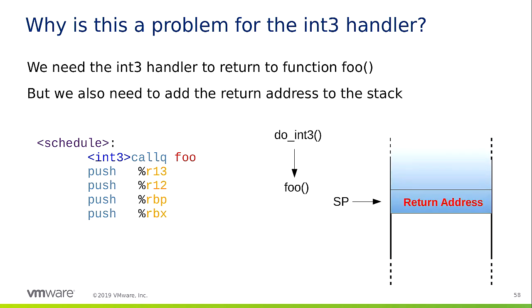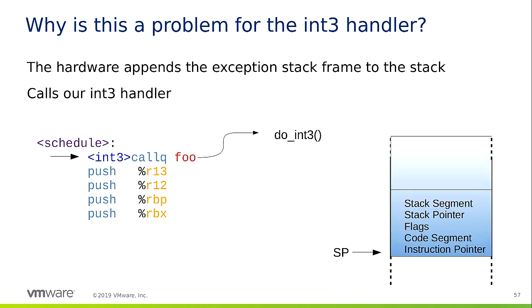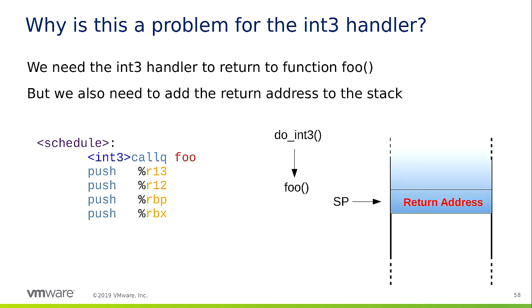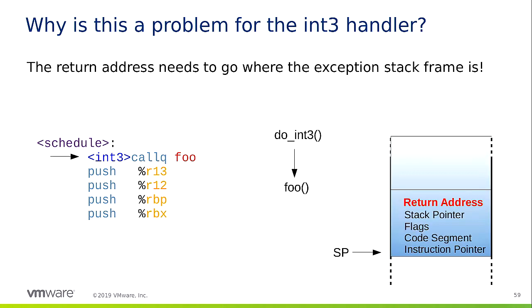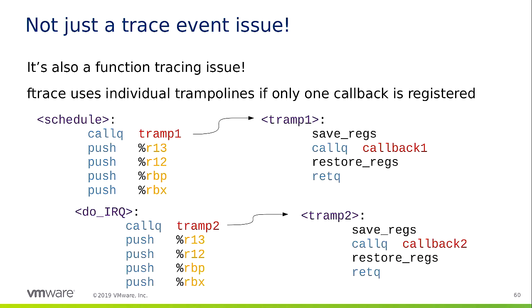Then we put our own register state, and then we call this guy. But if we want to go to foo and emulate it, we need to put a return address on the stack as well. So you see the problem here? Where we need to put the return address, it's exactly where the hardware had put its own stack address.